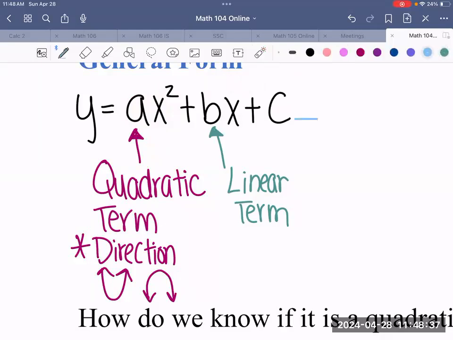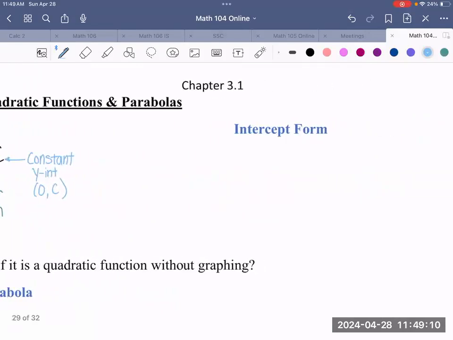However, the last term here, c, is considered your constant. Keep in mind, a constant does not have a variable attached to it, so it does not move based on what your x value is doing. This is also called your y-intercept. So (0, c) is your y-intercept, and it is always only found in general form like this. So that's your general form.